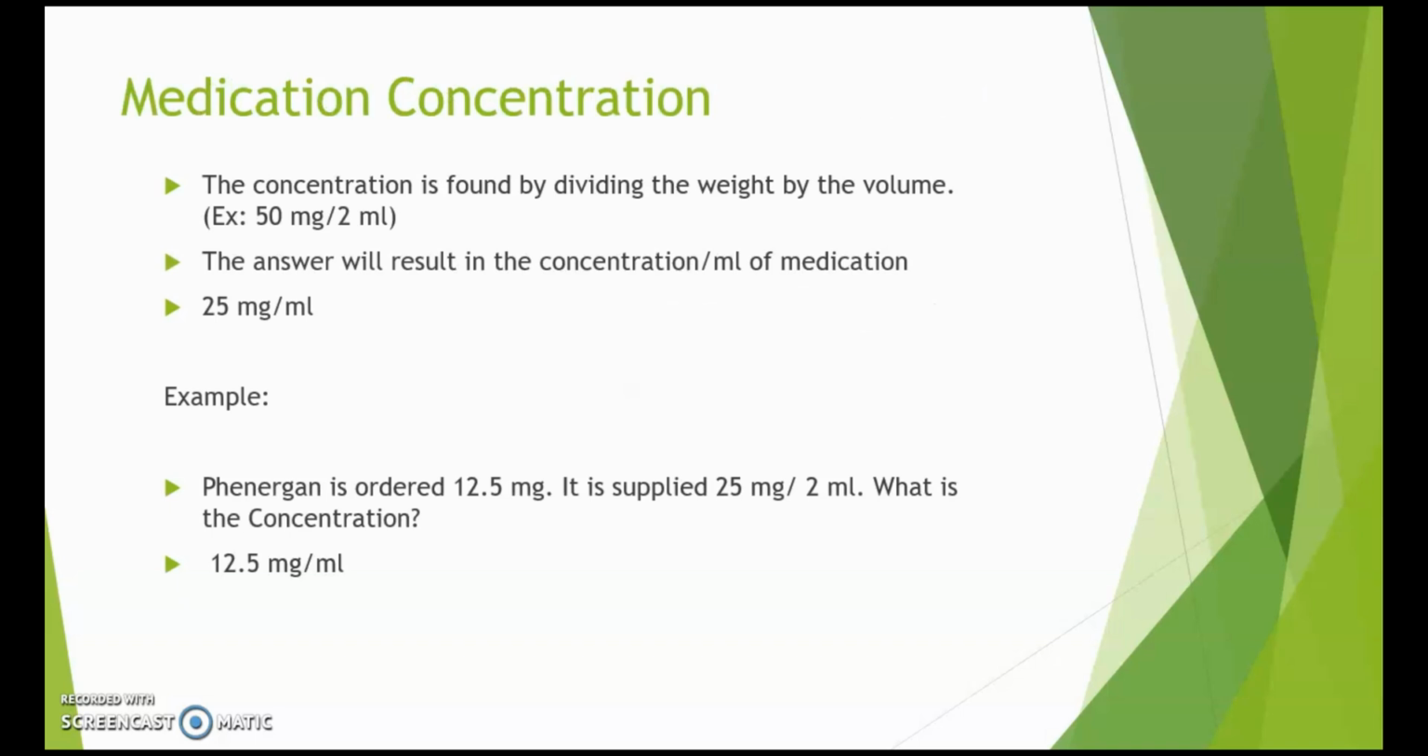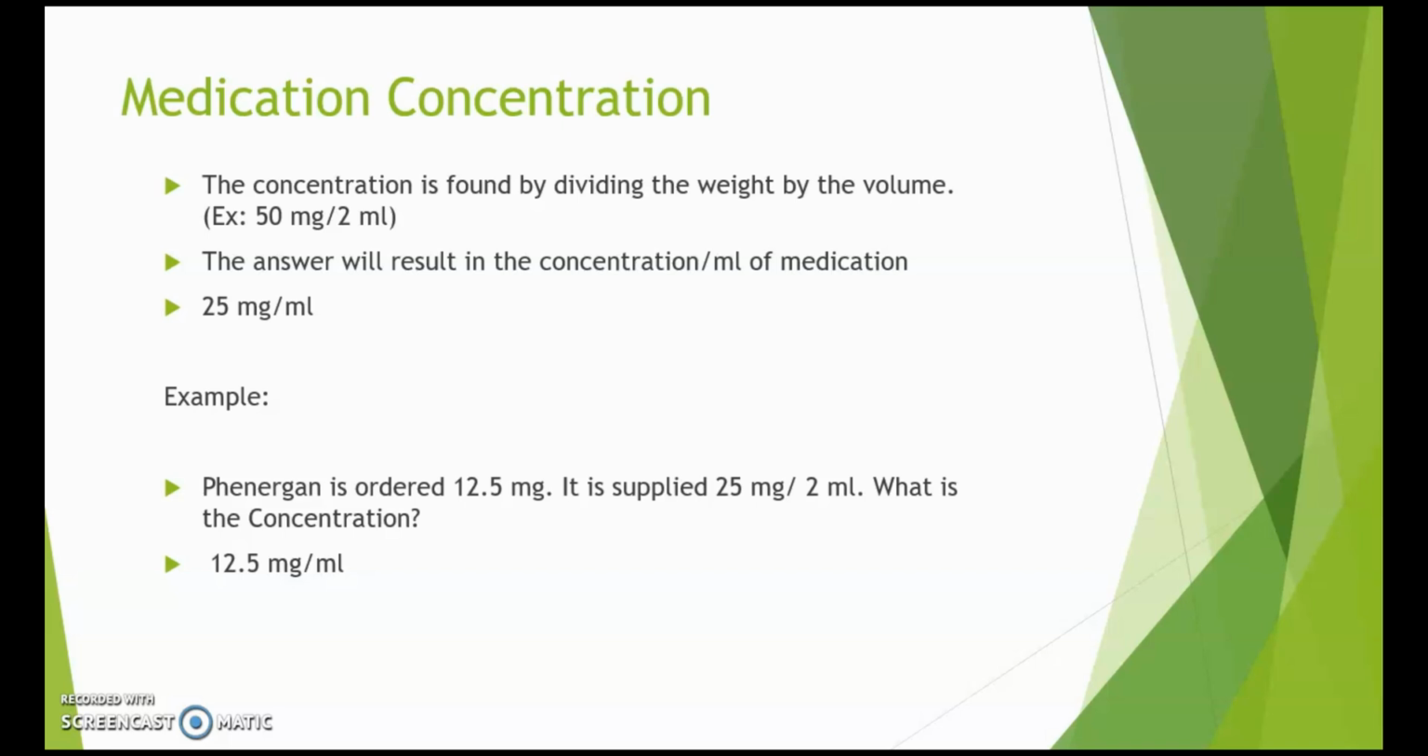Now let's talk about medication concentration. The concentration is found by dividing the weight by the volume. For instance, 50 mg per 2 ml, right? So you divide 50 milligrams by 2 ml. The answer will result in the concentration per ml of medication. In this context, 50 divided by 2, 25 mg per ml.